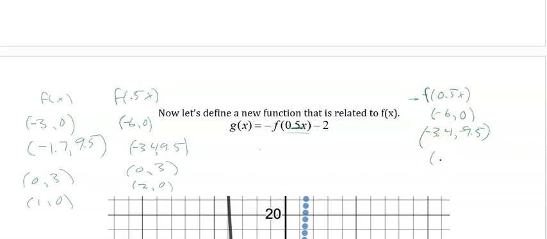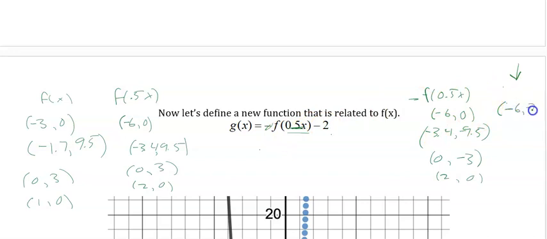Negative 0, 0, negative 3. I'm changing the y coordinates. And 2, 0. So now I've taken care of this part of the function. Now I need to subtract 2. So the final function is going to be in this column here. I'm going to subtract 2 from each of the y coordinates because that's outside of the function argument.